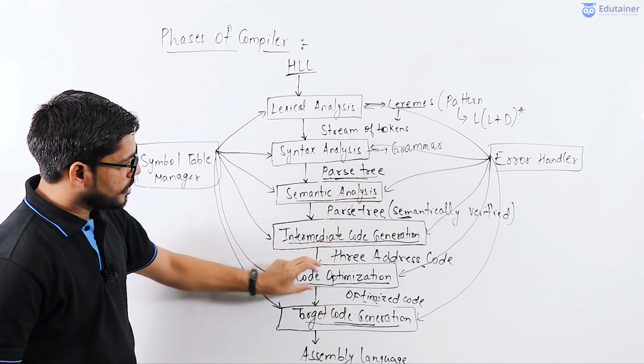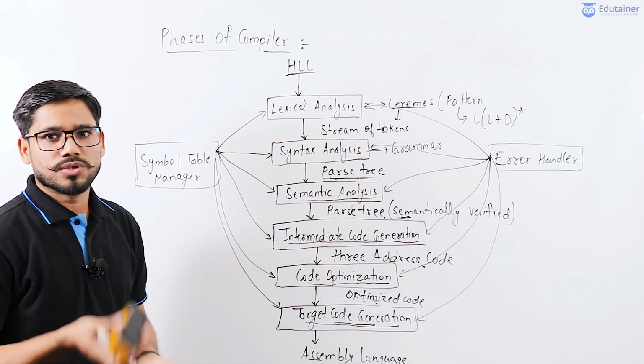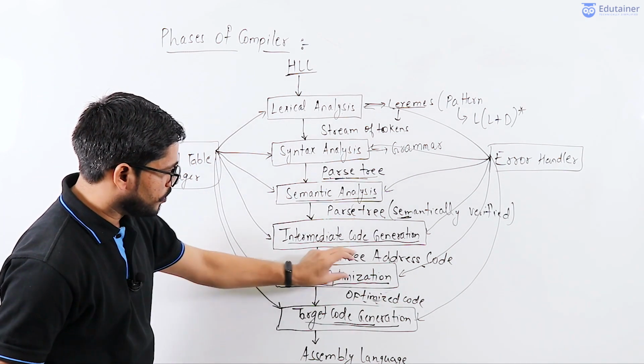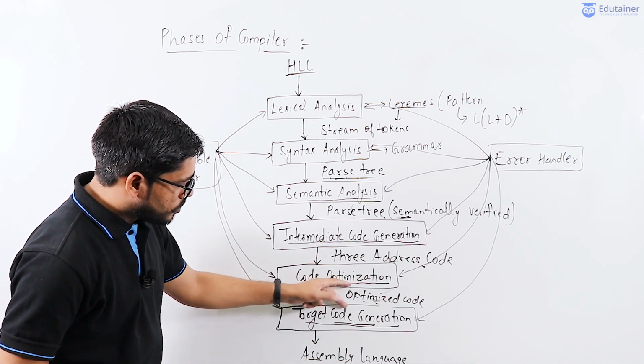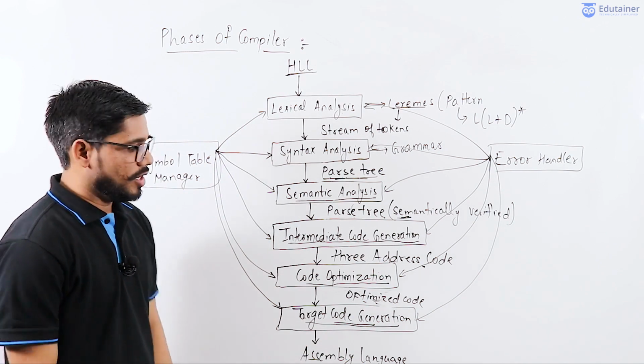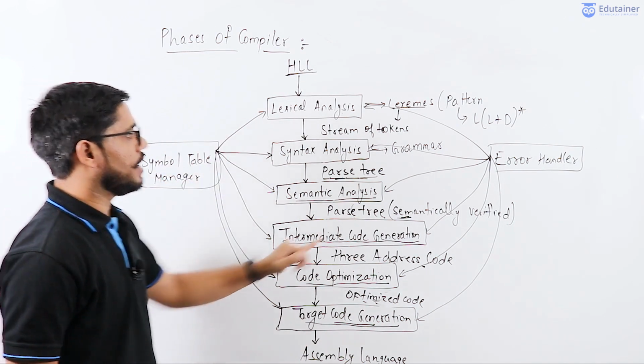Then code optimization takes this 3 address code and optimizes the particular code. Optimize means it reduces the number of lines in the particular 3 address code. And finally, target code generation takes the optimized code and converts it to assembly language. Okay, and all these are supported through symbol table manager and error handler.